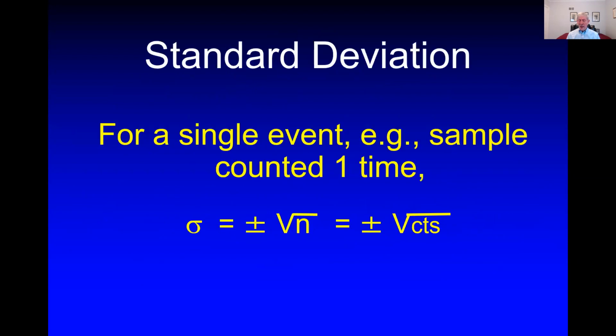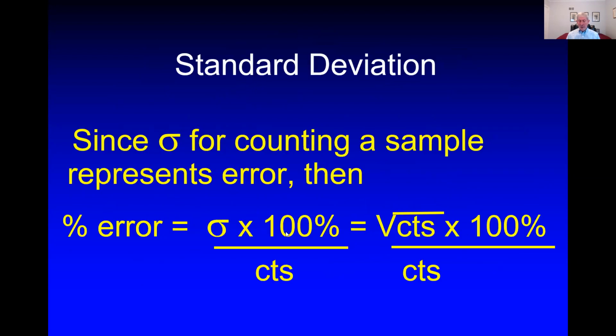So we want to take a look at how we calculate percent error. Now, I want to derive this equation for you. It's really not very hard. Sigma is the square root of the number, and it's the error. So if you take the error of that count rate and divide it by the count rate, you come up with the percent error. Remember that sigma is the error. It's the square root of counts. So if we substitute square root of counts for sigma, look how easy the formula is. Percent error is going to be the square root of your count rate divided by your count rate times 100%.